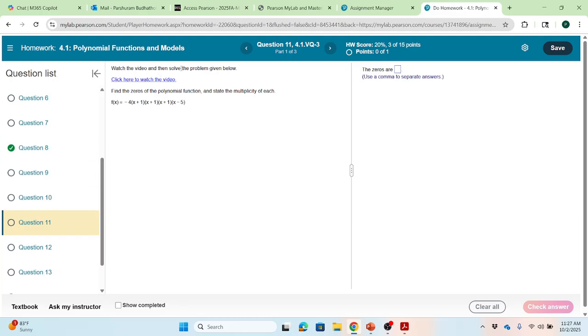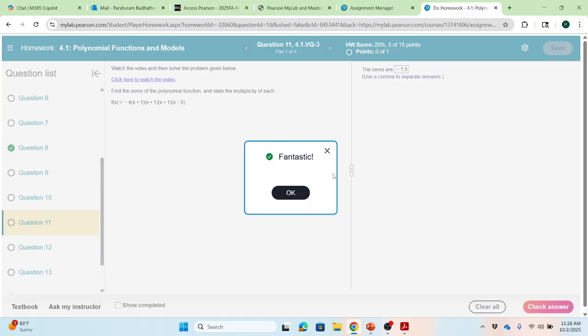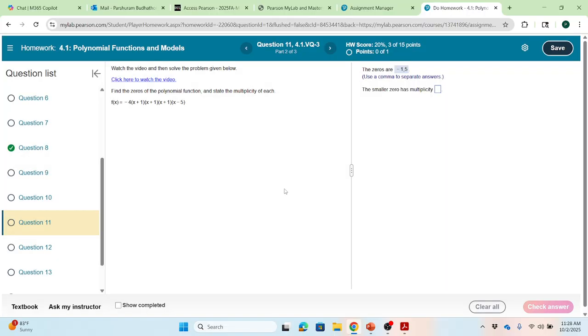Watch the video and then solve the problem given below. Find the zeros. You can either watch this video or just watch my work. Zero means what makes an individual factor zero. x equals negative 1, repeating 3 times, but negative 1 is one of the zeros. And for the last factor, when you put x equal to 5, that makes it 0. So negative 1 and 5 are the two zeros.